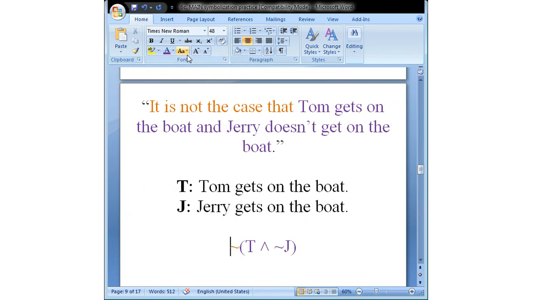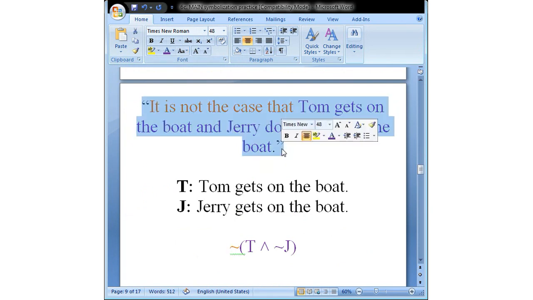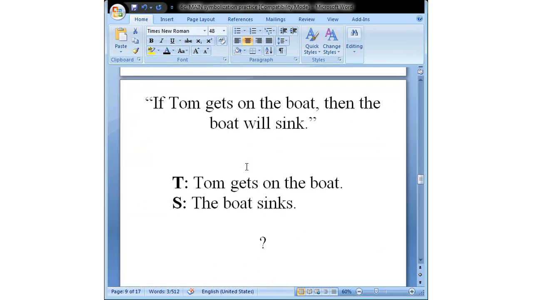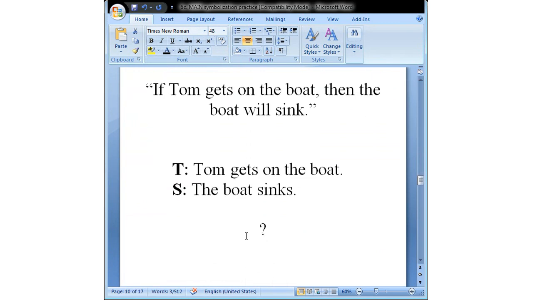And the goal is to model these targets really well, right? We have a passage of language, a fragment, and we want to model it well with the correct symbolization because then we want to do stuff with it. That's what we'll do next month, right? We'll start processing these things to figure out, once again, if the conclusion follows from the premises. If Tom gets on the boat, then the boat will sink. How do we do that?